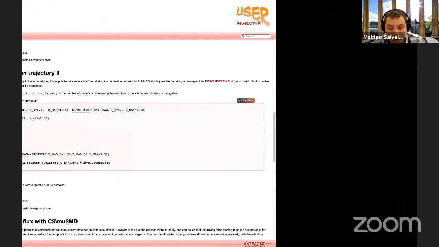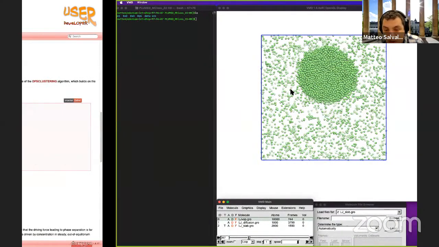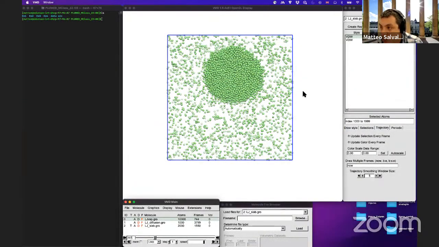So this second exercise will give you some tools to interpret the trajectory in order to quantitatively analyze what happens within the system.